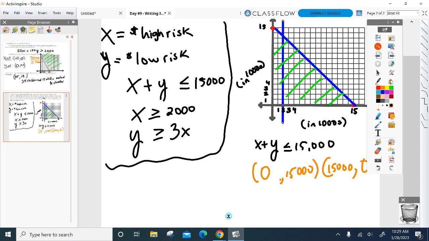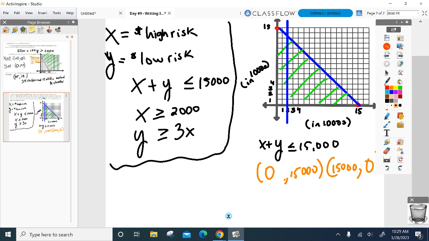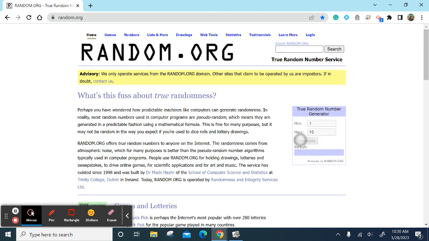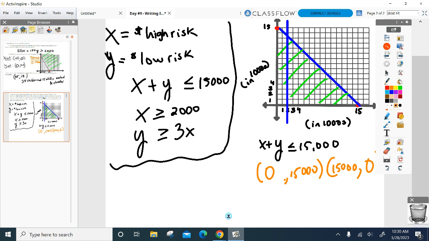Going through 2000. All right, this is what I've been trying to preach to you guys. Don't shade the whole darn graph. Only shade what you need to. So if you plug in 0 right now, is 0 greater than 2000? If I plug in 0, is it greater than 2000?